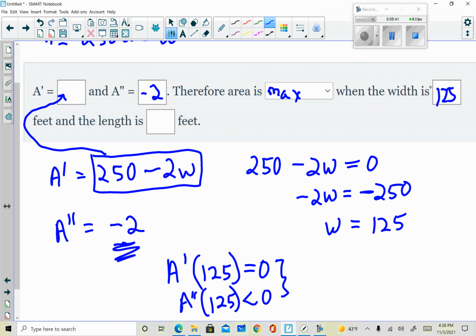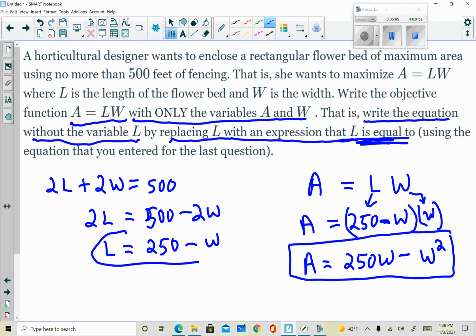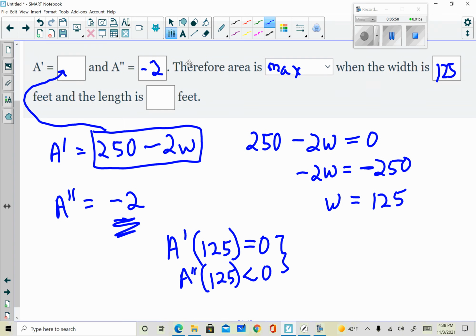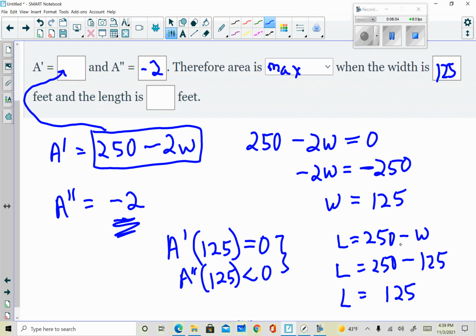The length we find by going back to here, L equals 250 minus W. From the previous question, L equals 250 minus W. So L equals 250 minus W is 125. And 250 minus 125 is 125. That goes here. Let's make this a little neater. And we're done with this.